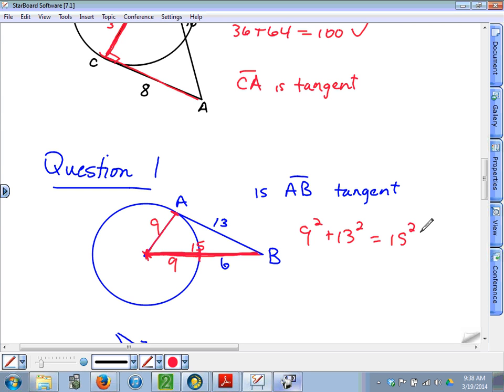That's not a true statement, though, is it? 9 squared is 81. 13 squared is 169. 15 squared is 225. Those don't add up. 81 plus 169 doesn't equal 225. So what do we answer for question 1? The question is, is AB tangent? What's the answer? No, it's not. So just write no, or not tangent. Not tangent.